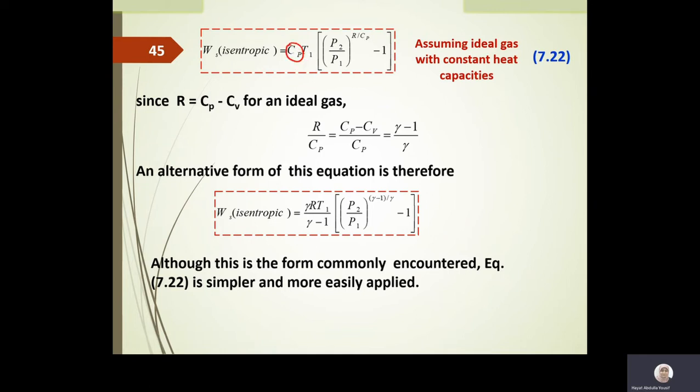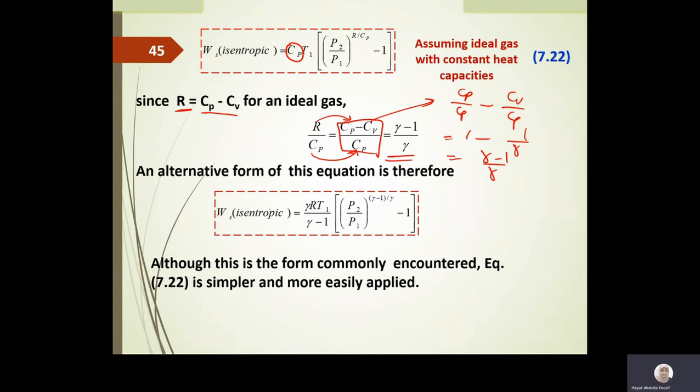In other words, because I know that R is equal to Cp minus Cv, then I can do this. If you divide R over Cp, it means R is Cp minus Cv, and Cp I put as it is. Now, if I just play with that equation, I would have it like this: Cp over Cp minus Cv over Cp. In other words, it's 1 minus 1 over gamma, because Cv over Cp is the inverse of gamma. So in other words, it's gamma minus 1 over gamma, which I have here.